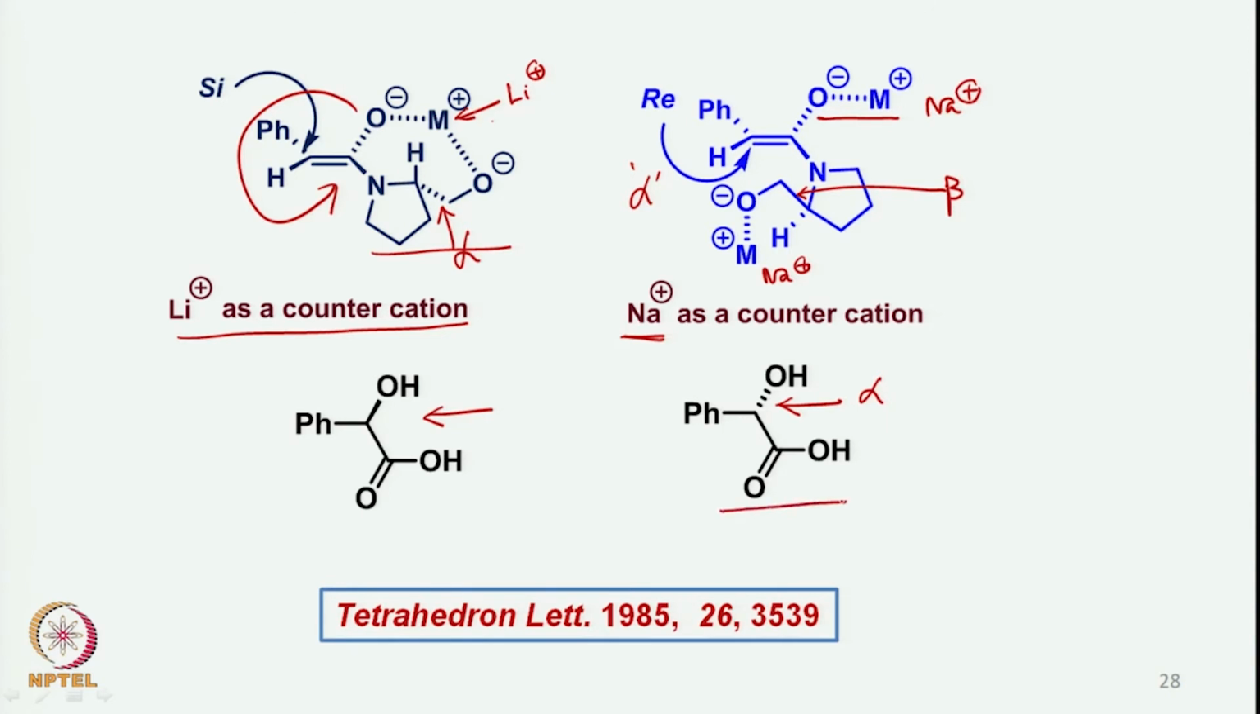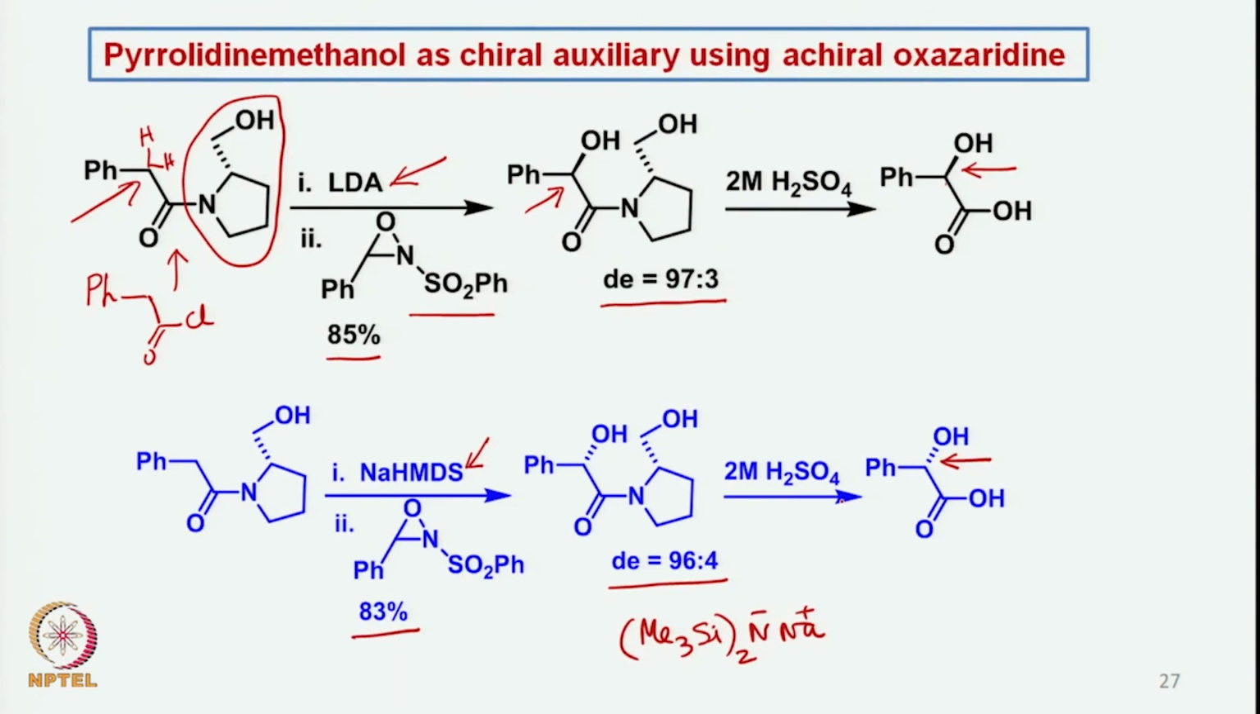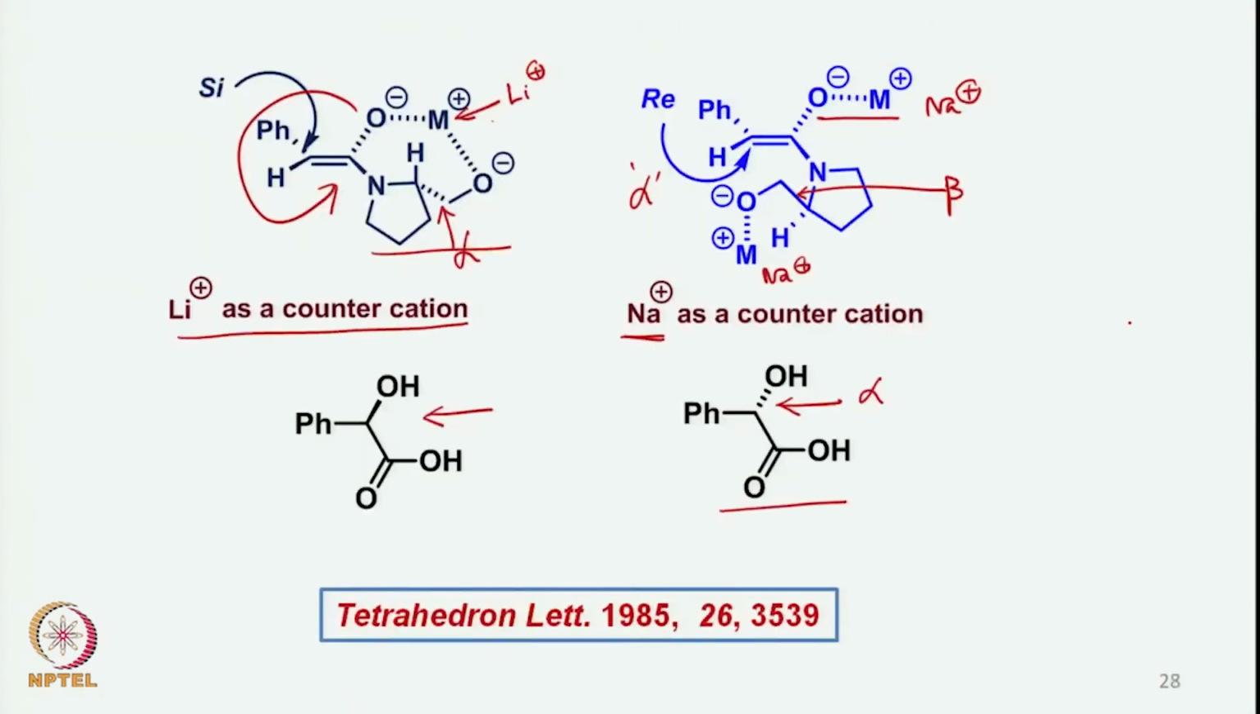What is done is that after the transfer of the oxygen, as I showed you earlier, you can hydrolyze this particular carbon nitrogen bond here by means of 2 molar sulfuric acid, and then you can cleave it and get the corresponding acid. So basically it is an alpha hydroxy acid which is formed in a chiral fashion by this use of auxiliary, which is pyrrolidine methanol chiral auxiliary, and deprotonation and reaction with oxaziridine.